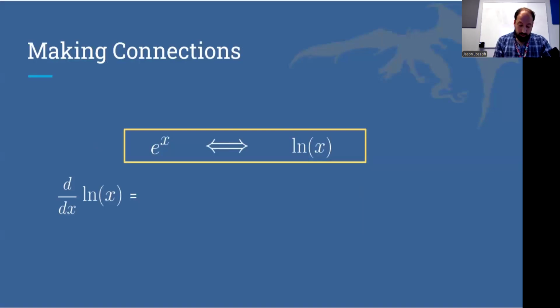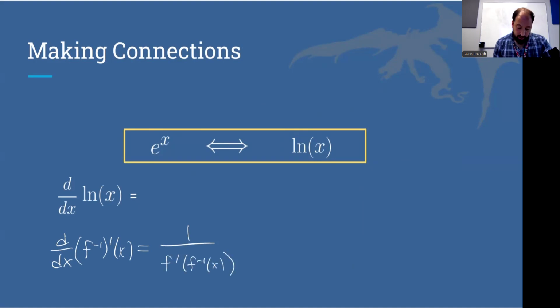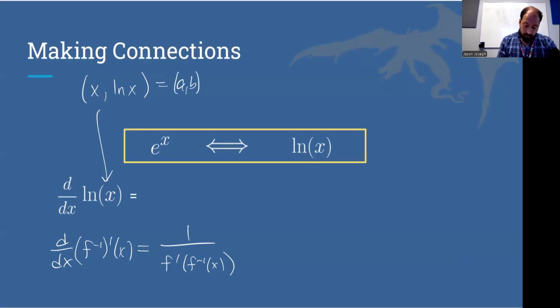So the formula says I should do, let's write it down. Derivative of f inverse prime of x is supposed to be 1 over f prime evaluated at the point f inverse of x. So I'm evaluating this at x here. So on the graph of natural log, I have the point x, ln x. This is my A, B. So that means for this derivative, I'll want to do 1 divided by e.